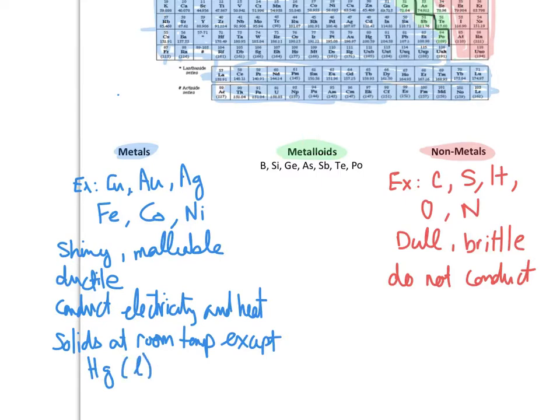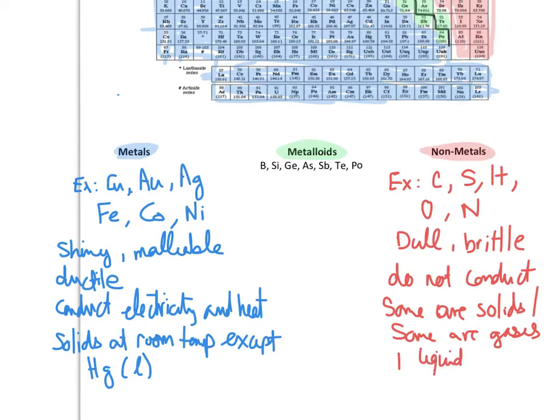For nonmetals, some are solids, some are gases, and there's only one nonmetal that's a liquid, which is bromine. So bromine is the only liquid nonmetal. Mercury is the only liquid metal.